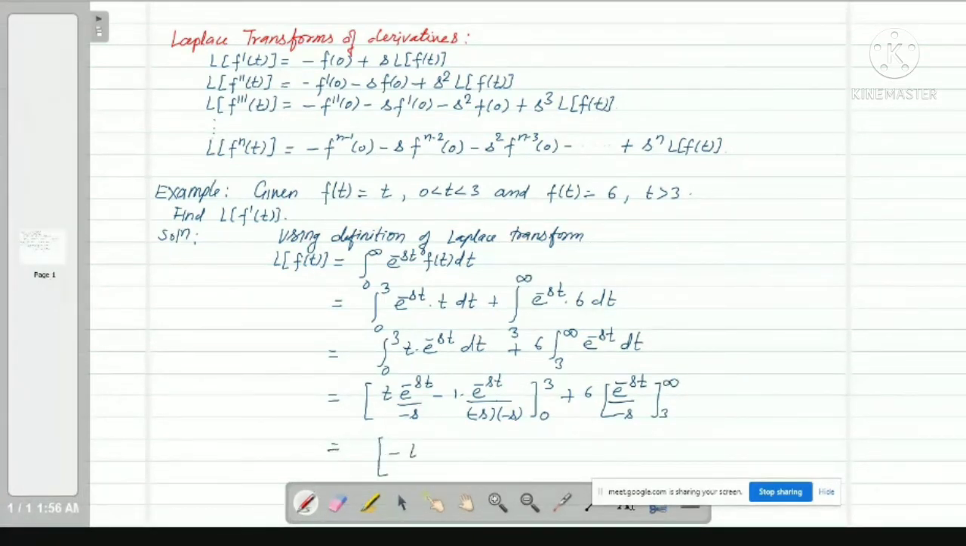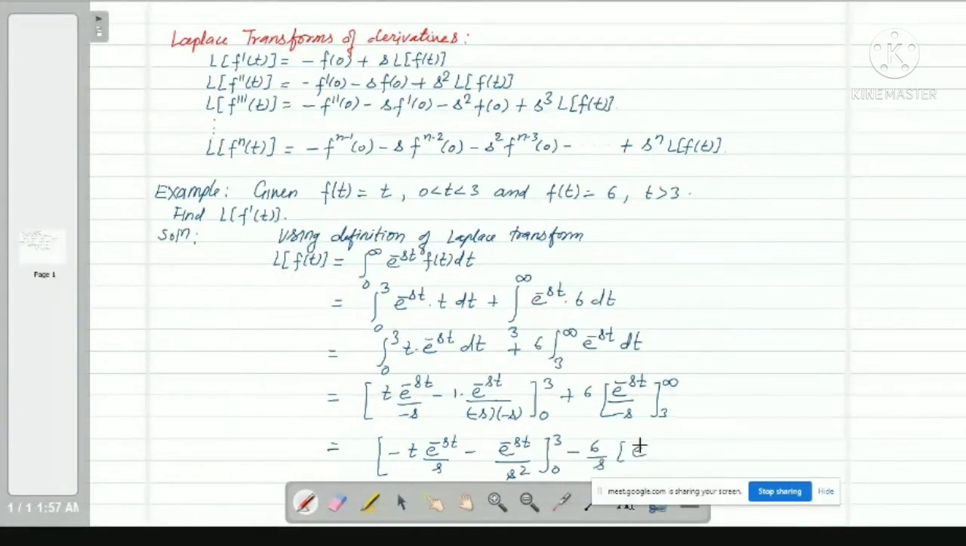So just simplify, then provide the limit. This becomes minus t e raised to minus st by s, and minus minus is plus, so this will be e raised to minus st divided by s square, with limit 0 to 3, and this becomes minus 6 by s, and minus e raised to minus st with limit running from 3 to infinity. The 6 will come with a minus sign here, since this is a minus, so here a minus will come.